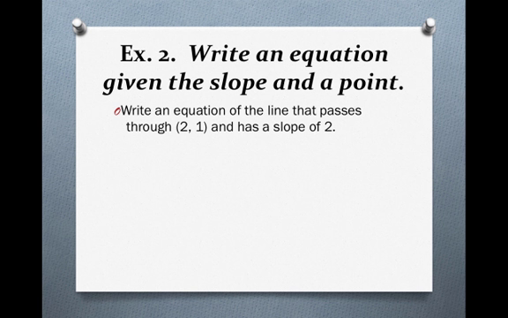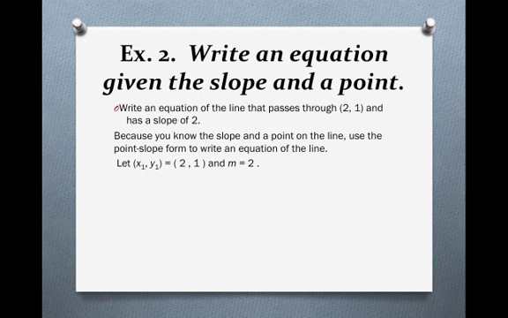Example 2, we're going to write an equation of the line given the slope and a point, and this time we actually give you the information. But this time it's not the y-intercept, it's another point that we give you. So we're going to write the equation of the line that passes through 2, 1 and has a slope of 2. So because you know the slope and a point on the line, use the point slope form to write an equation of the line to get you started, and then we'll transform it to slope-intercept form.